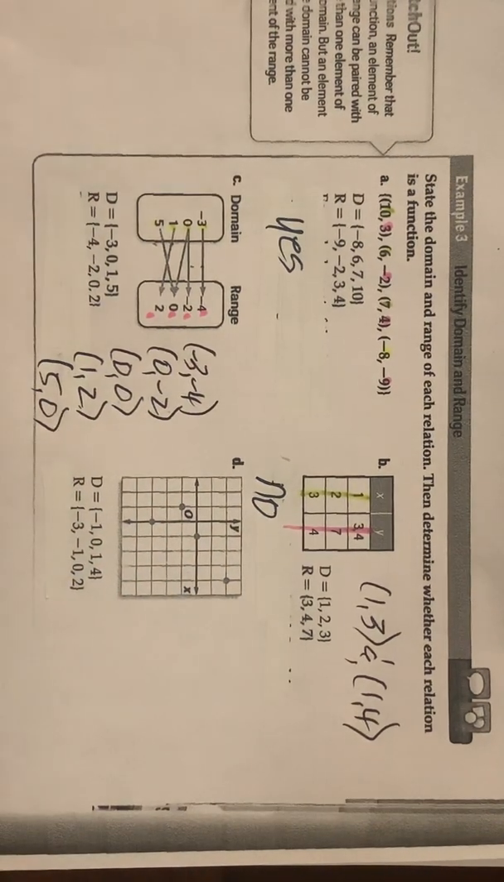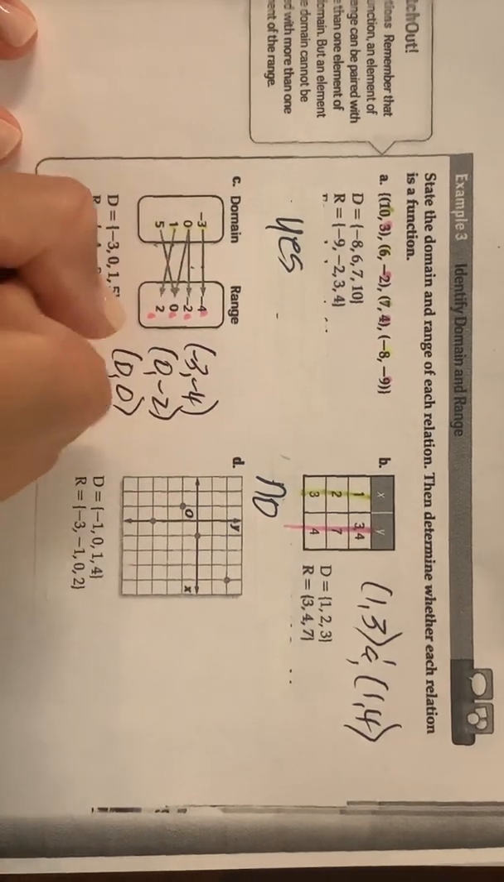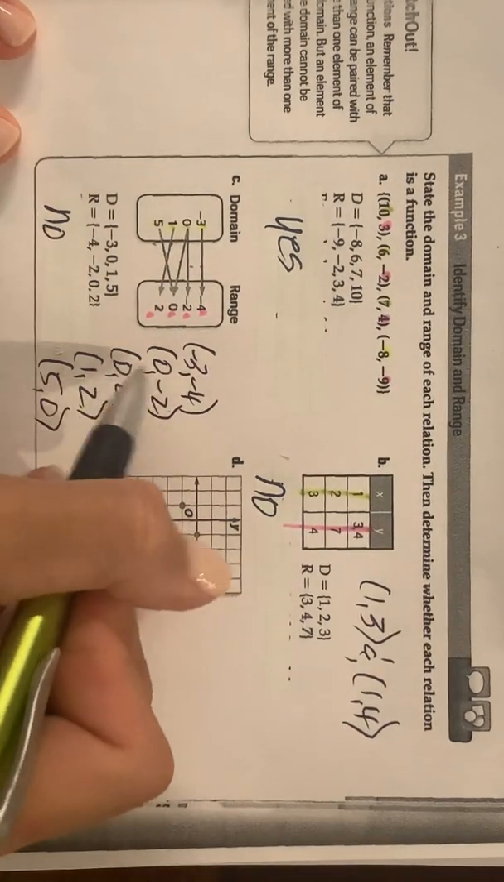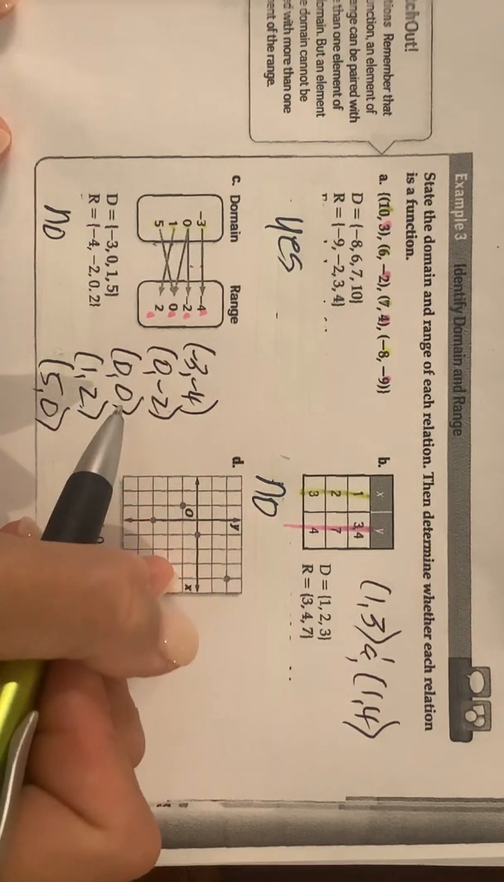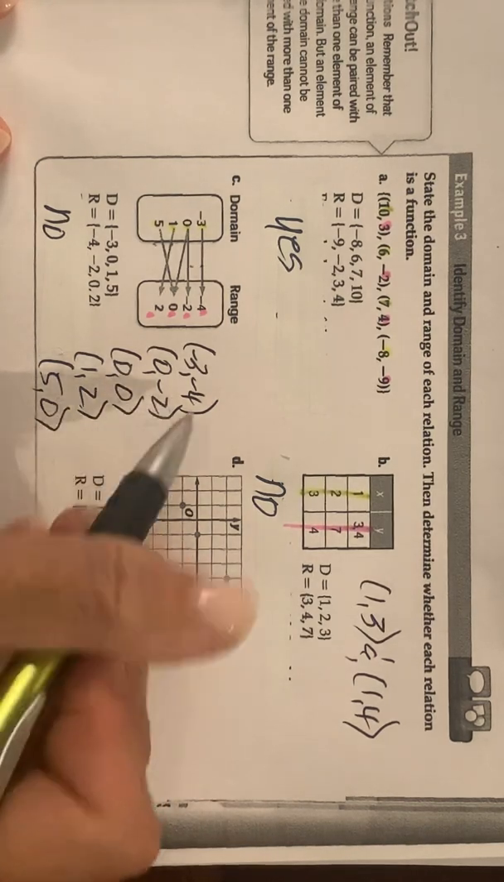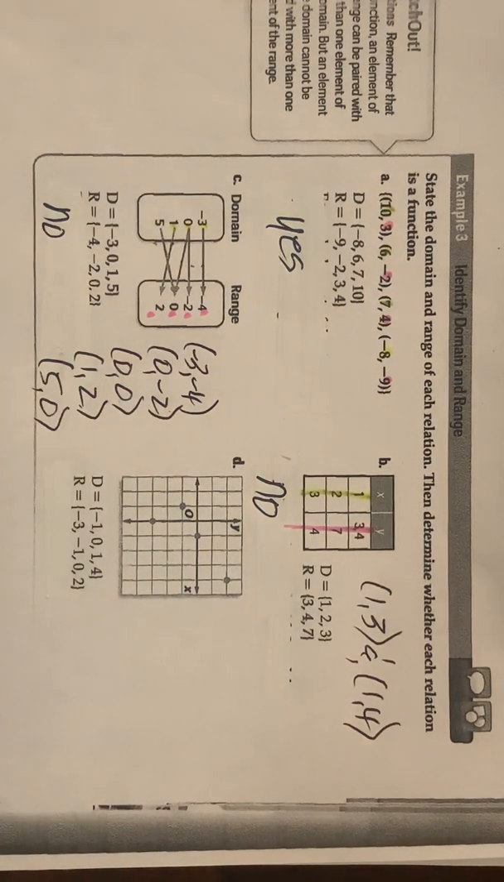Is this a function? No, because the x value repeats itself. This 0 is paired with -2, and this 0 is also paired with another 0. So this is not a function.